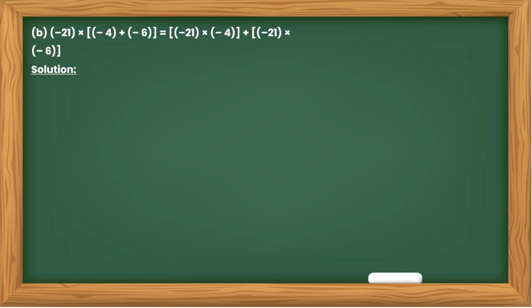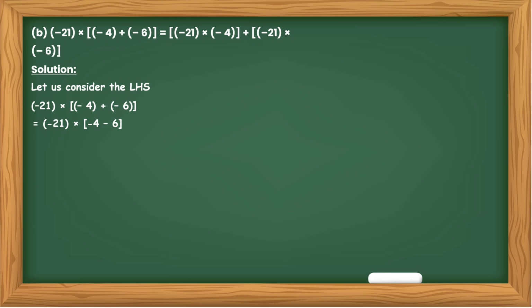Now the B equation: minus 21 into (minus 4 plus minus 6) equal to minus 21 into minus 4 plus minus 21 into minus 6. So again, let's consider the left hand side first. Minus 21 into (minus 4 plus minus 6). Plus into minus is minus, so you get minus 6.